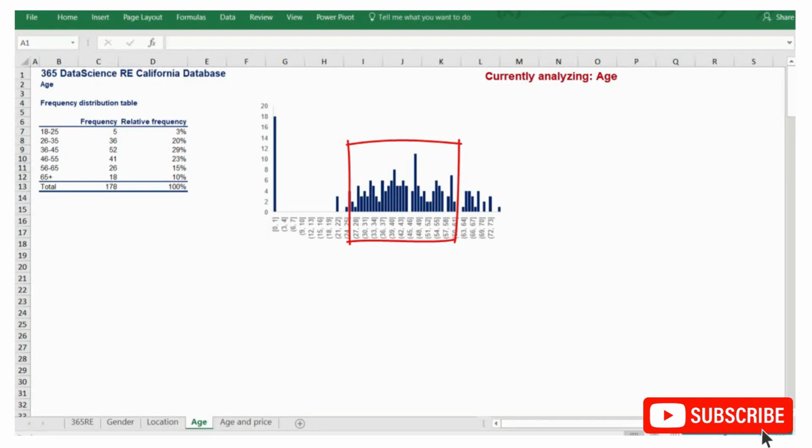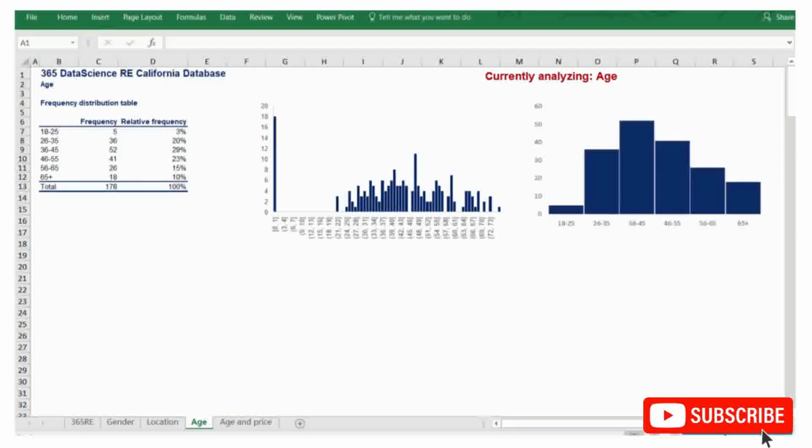Therefore, our intervals are a good fit of the data. Let's build a new histogram based on them. Done. This representation is much neater, isn't it? We can clearly see 36 to 45 is the age at which most people purchase a real estate property. It is evident that customers from 26 to 65 years old account for 71% of our observations.